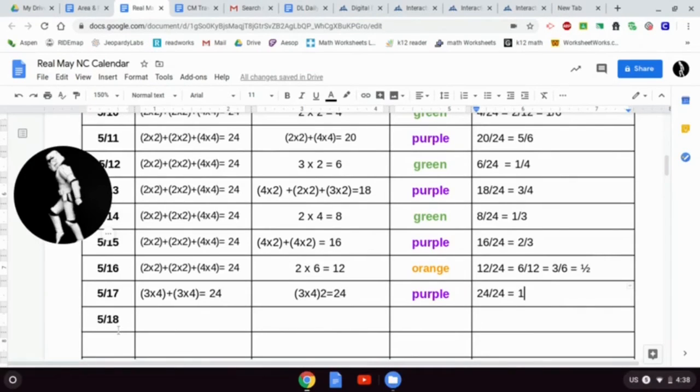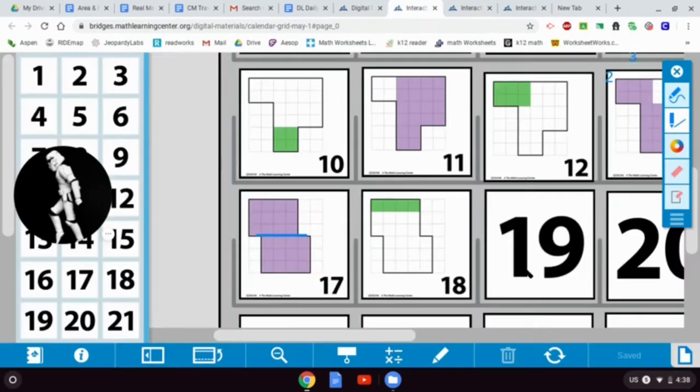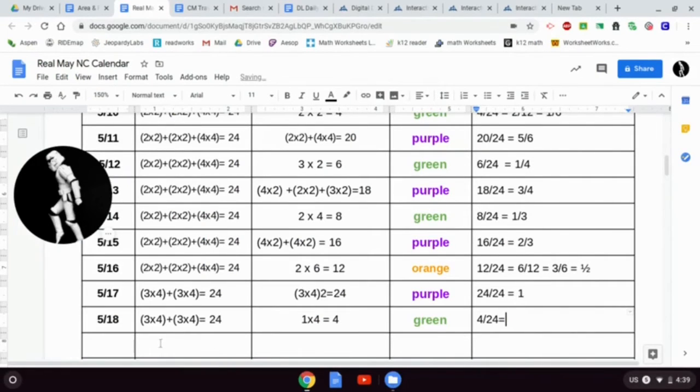Let's look at today, May 18th. Today on May 18th, we have that same irregular shaped polygon, except we have a 1 by 4 shaded portion. All right, we have the one shape that is still the same irregular polygon. It's a 3 by 4 plus 3 by 4. That's 3 times 4 times 2, which is 24 square units.